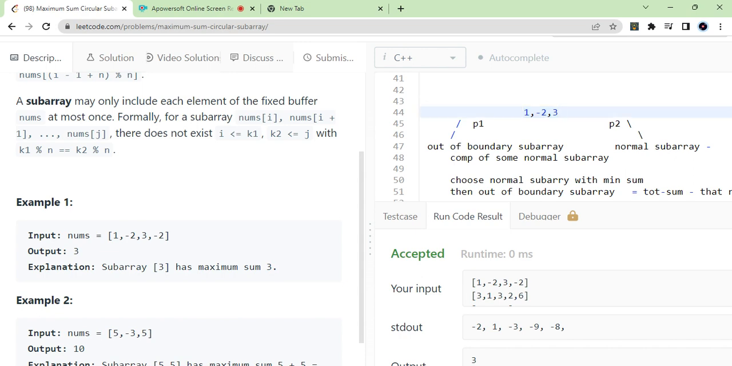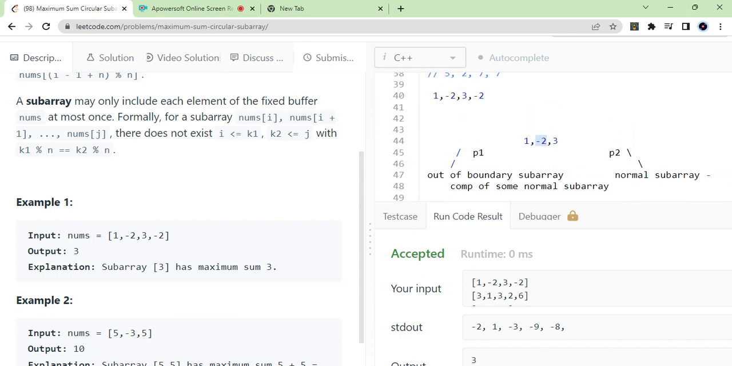So for that, what you have to do, you have two cases only. One is the normal subarray, which you can obviously take, and the other is the out of boundary subarray which is not included in the normal subarray, like 3 and 1 in this case. So for including that, you will have to subtract the inner normal subarray, and the boundary subarray will be the total sum minus that. So you have to subtract the one which has the minimum sum, right?